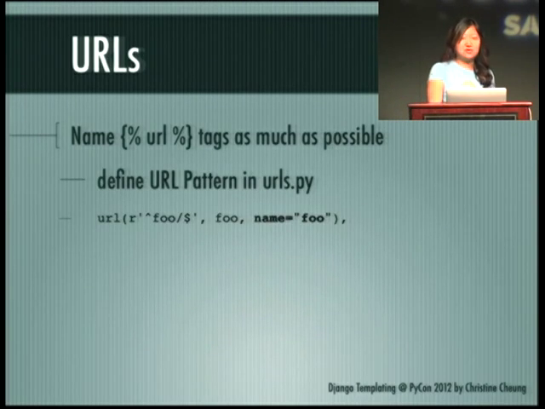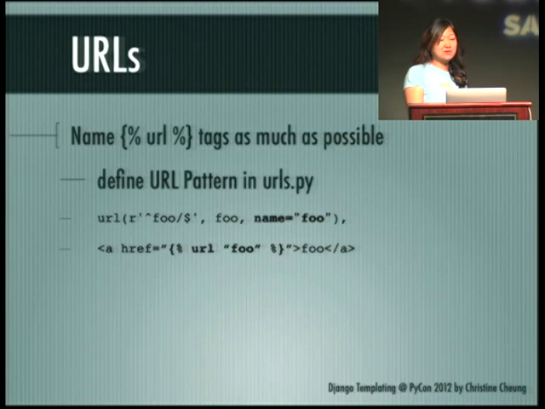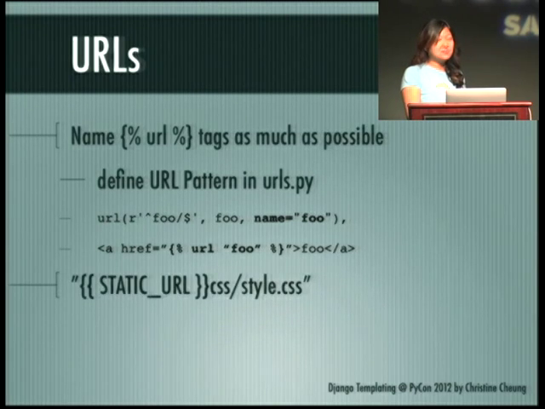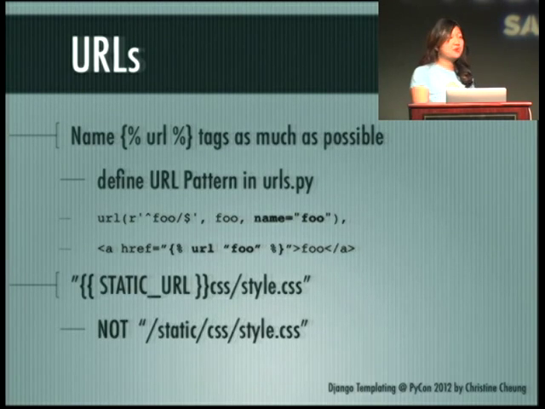Define them in your urls.py. So right here we have a foo view to foo URL. Name it foo. So when you write your a tags, you can write url foo in case it changes. And of course, in your settings, you should have a static URL. Don't hard code your static.